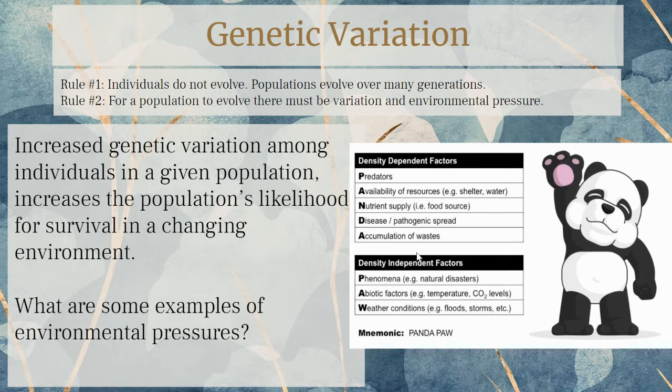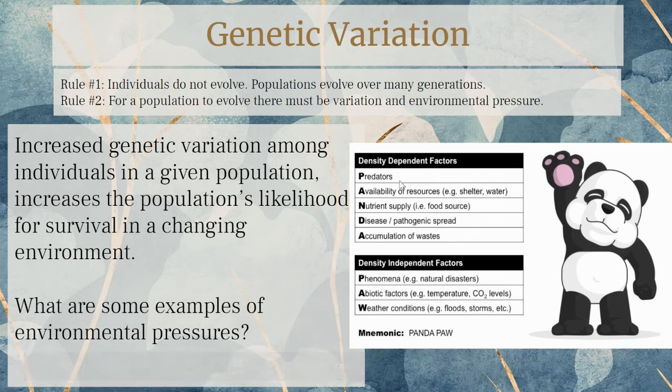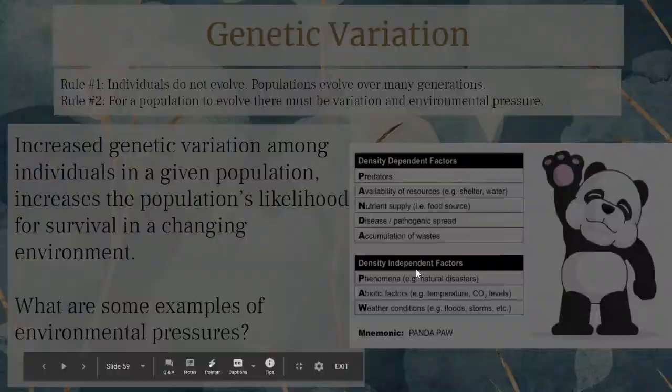When I think about accumulation of wastes, I think about if you put too many fish in the fishbowl and the fishbowl water gets nasty, that's accumulation of waste. That's an environmental pressure. There's density independent factors. These have no consideration on the number of organisms. This can happen whether there's one organism present or 500. And again, fishbowl. You've got your natural disasters, your abiotic factors such as temperature, carbon dioxide, and your weather conditions. So panda paw, density dependent factors and density independent factors. And we will be revisiting these in ecology.